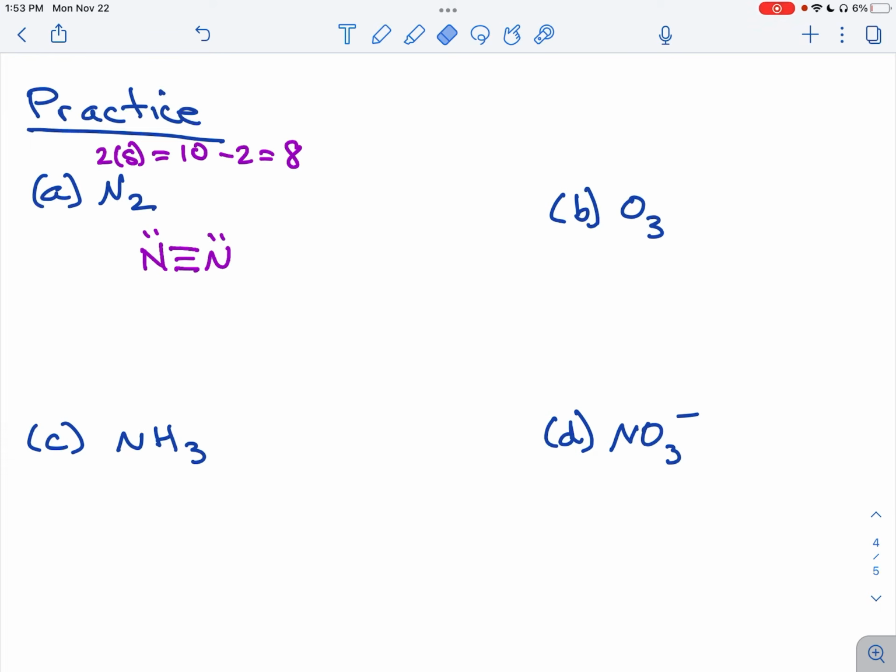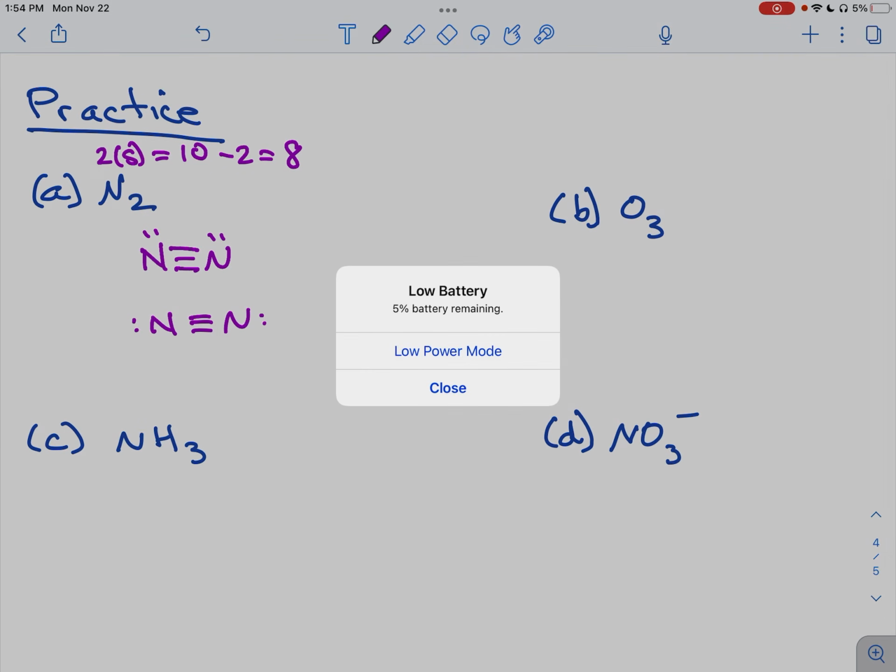It doesn't really matter where you draw the lone pairs. Some people kind of freak out about this. I am not one of those people. It's just a model, folks. You can draw it like that, wherever you want to put them.